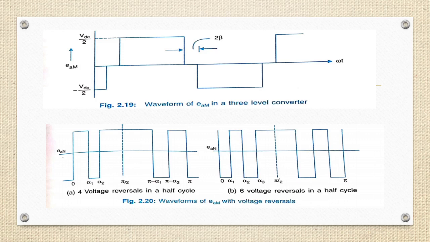So, pulse width modulation is a technique by which we can achieve all these objectives. That is, the first one is to control the output AC voltage for a constant DC voltage, and the second one is to minimize the harmonics subject to the constraints on the switching losses, generation of noise, etc.